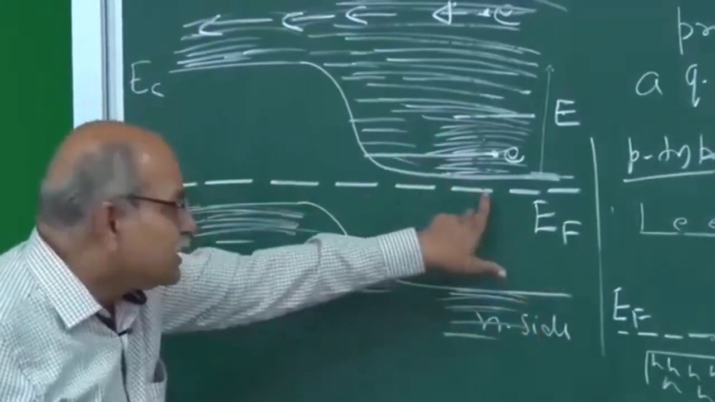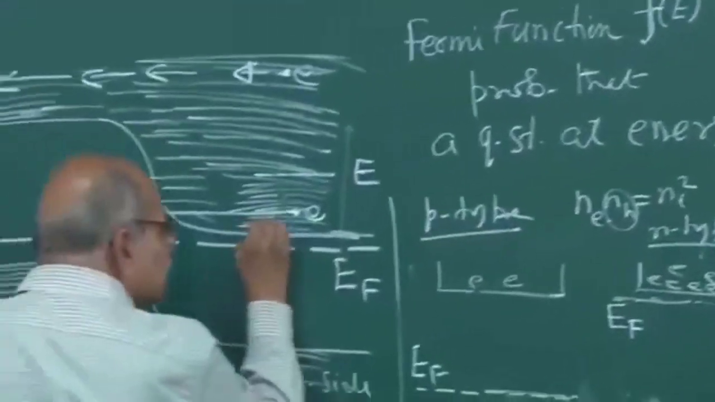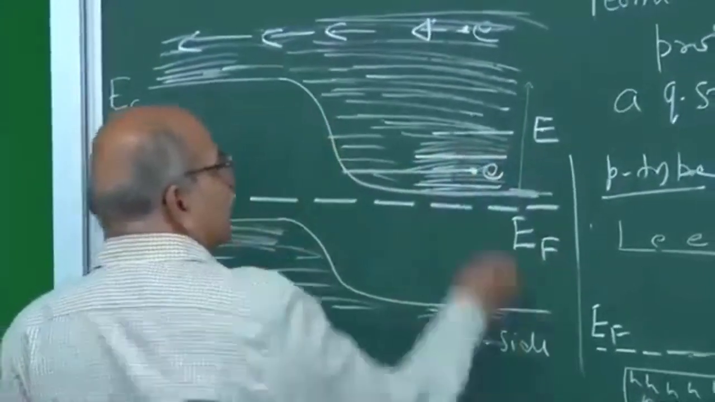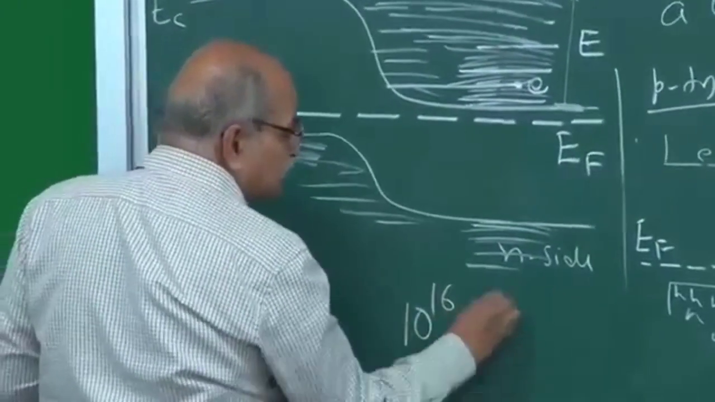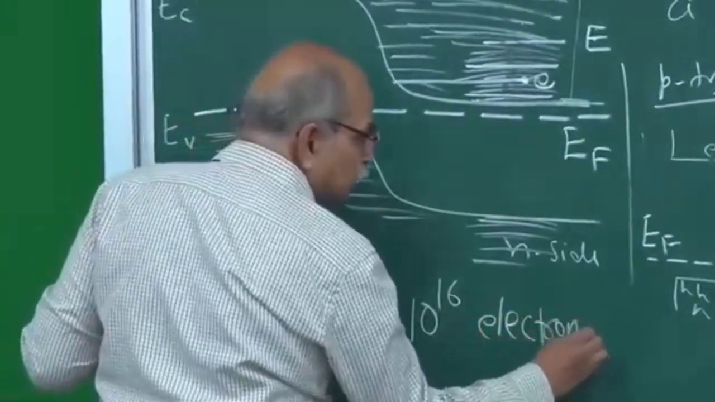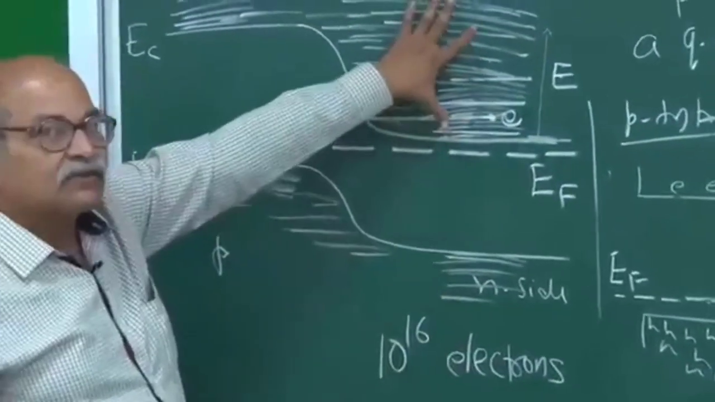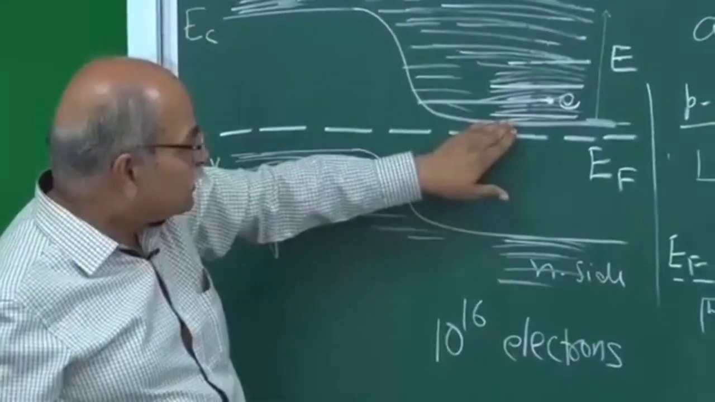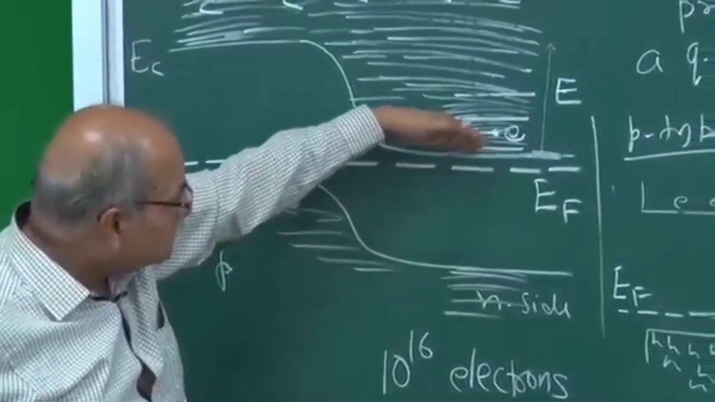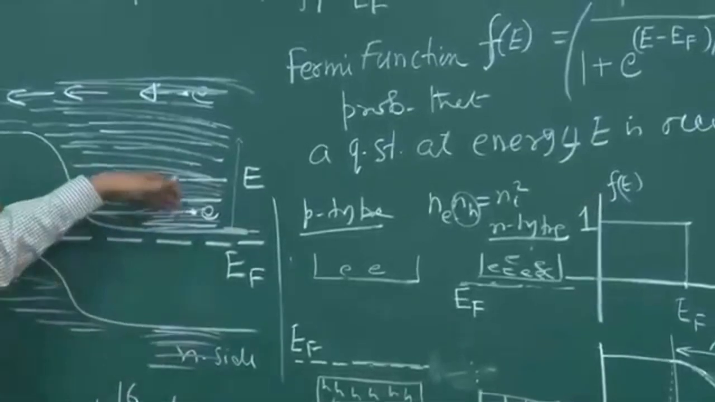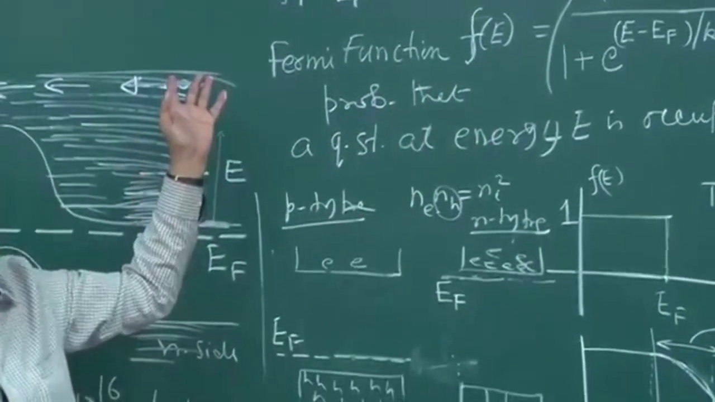So this is it. Once you know this EF, then using this you can calculate the probability of this quantum state being occupied, and this one, and this one. Let's say you have 10 to the power 16 electrons per centimeter cube here in this band, you have doped, so these many conduction electrons are there. How many of them will occupy this one, how many of them will occupy this one, and so on? The probability of occupation of this one is given by this expression. So you put different energies E, and you can get the probability.